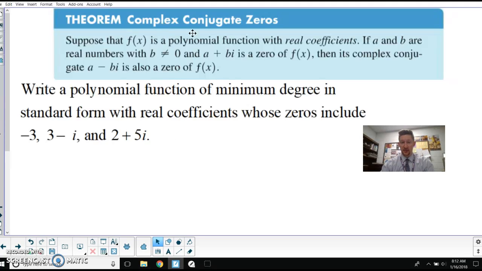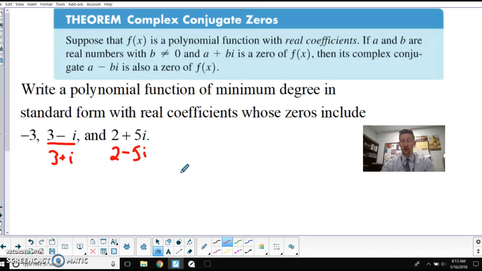Now, by the complex conjugate zeros theorem, if a and b are real numbers with b not being 0 and a plus bi is a 0 of f of x, then its complex conjugate, a minus bi, is also a 0 of f of x. So when we're given problems like this, if I see that 3 minus i is a 0 of a function, that means its complex conjugate, 3 plus i, is also a 0, and it wouldn't have to be listed. Same thing with 2 plus 5i. If 2 plus 5i is a 0, then so is 2 minus 5i.